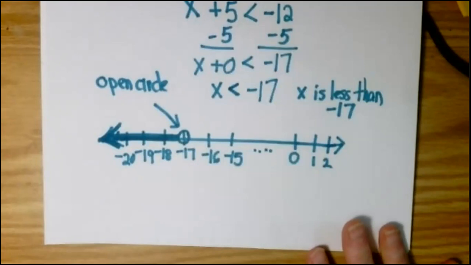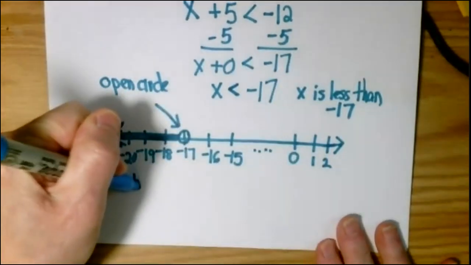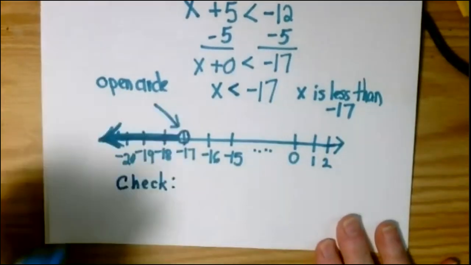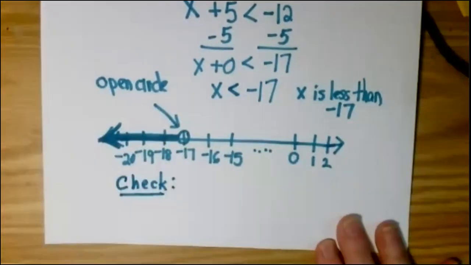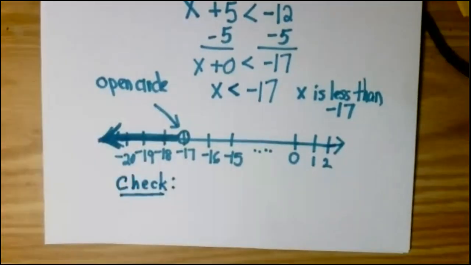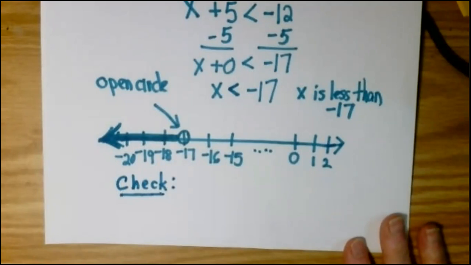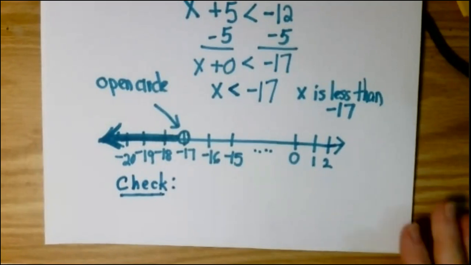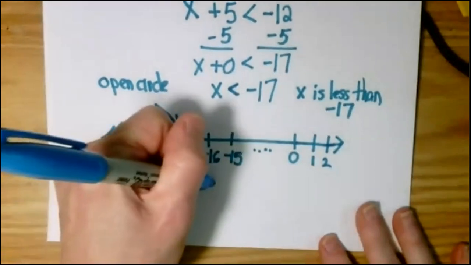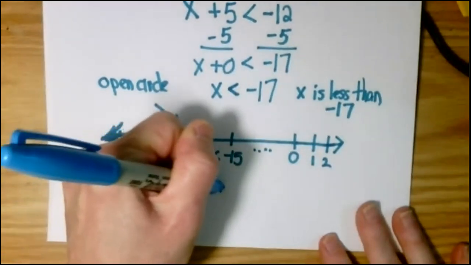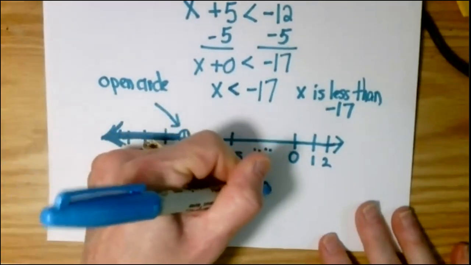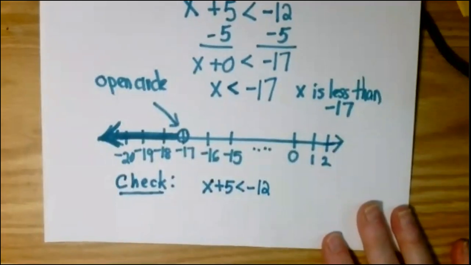Now we're going to need to check that we got the right answer. Everything has a way of checking. We learned in the last unit that to check, we would just plug in the solution for x. So that is what we're going to do within an inequality, just in a slightly different format. You have x plus 5 is less than negative 12. That was the original equation.